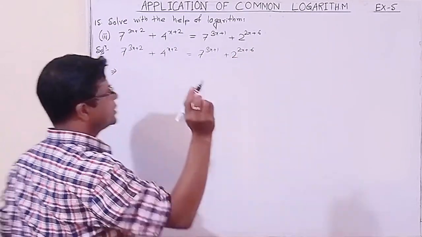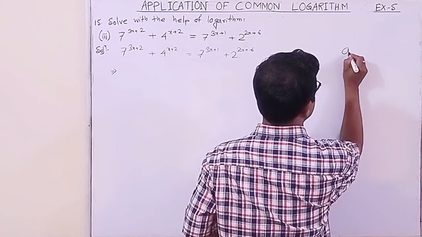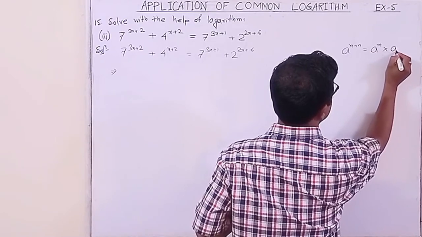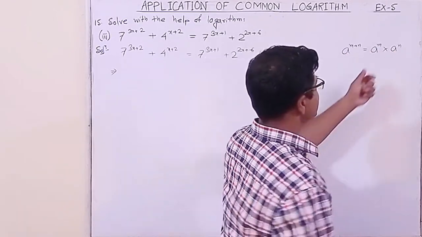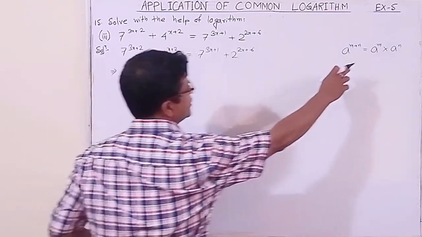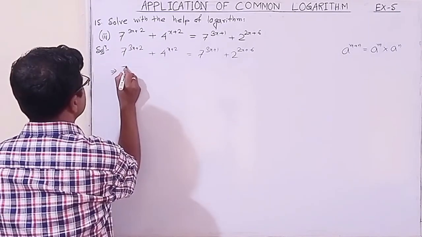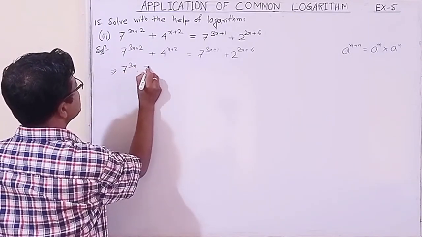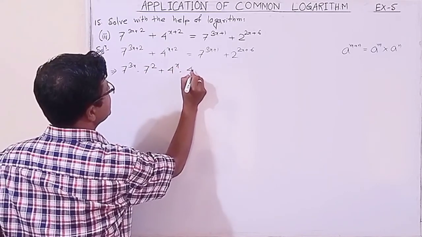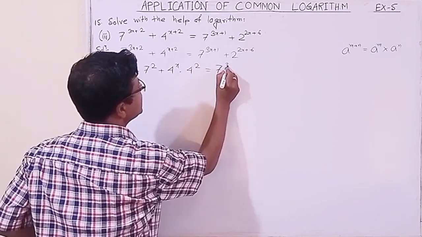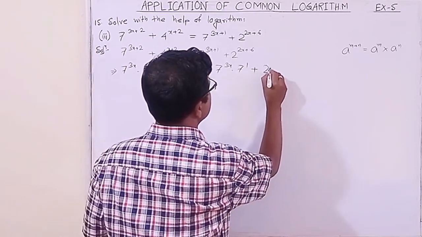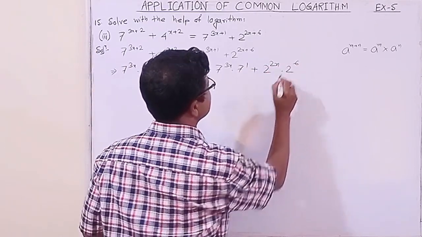Okay, let us start. Dear students, we know that a to the power m into a to the power n gives a to the power m plus n. So if it is in this form, we can split it in this way. So it is 7 to the power 3x into 7 square. Similarly, this is 4 to the power x into 4 square. This is 7 to the power 3x into 7 to the power 1, and this will be 2 to the power twice x into 2 to the power 6.